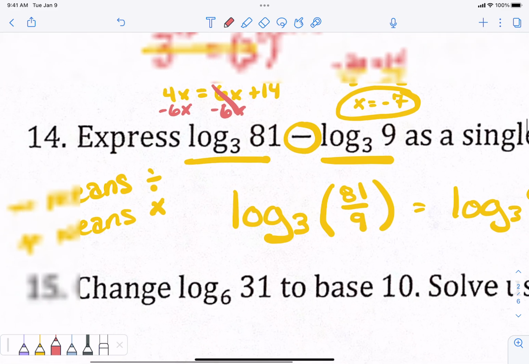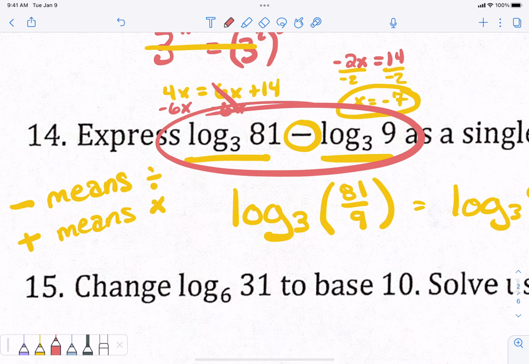Okay. So these two pieces separated have minus, right? But when we put them together as one log, minus means divide. So I get rid of the logs and I only have one log. But I take 81 divided by 9. And they become here, right? So that's 9. So we have log base 3 of 9.